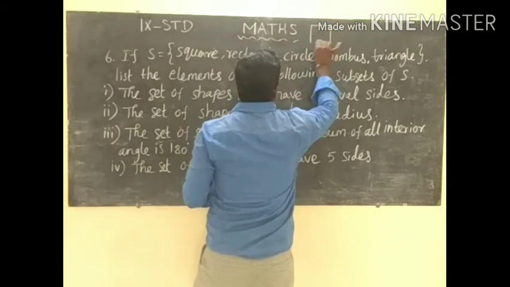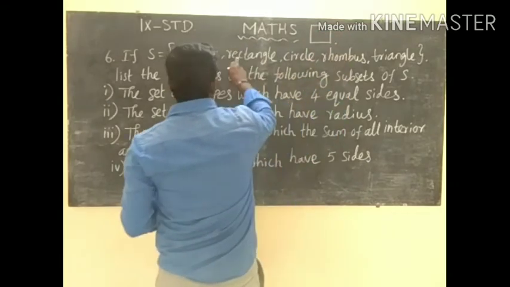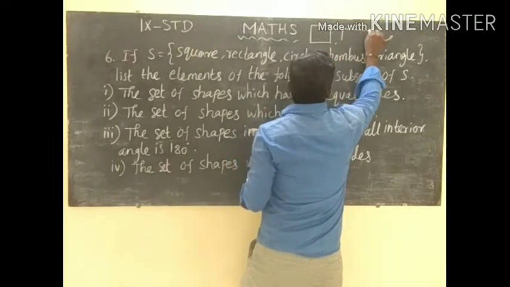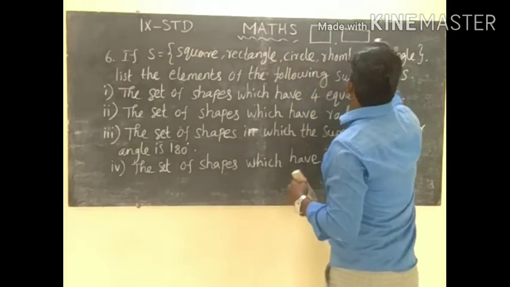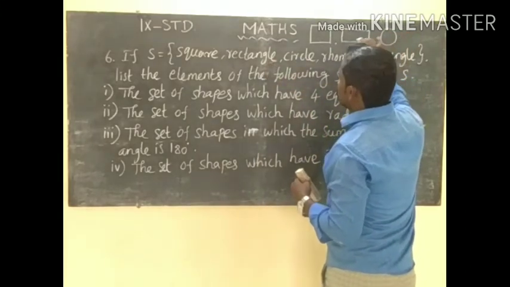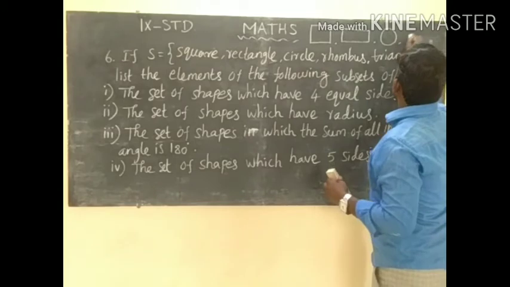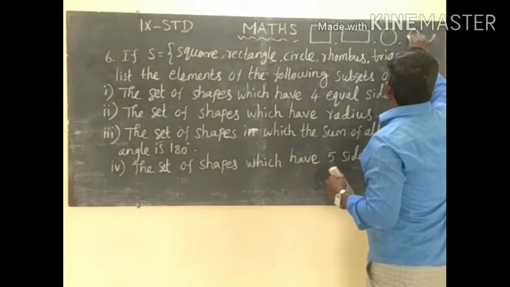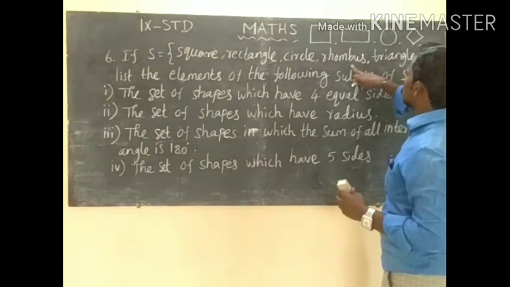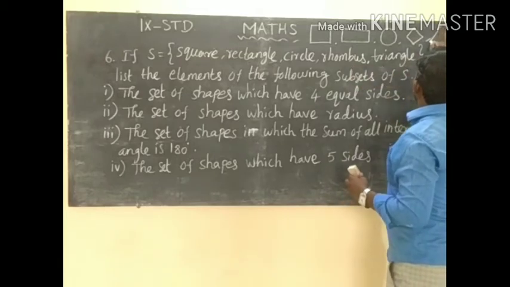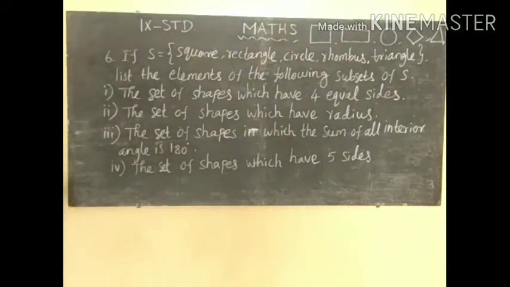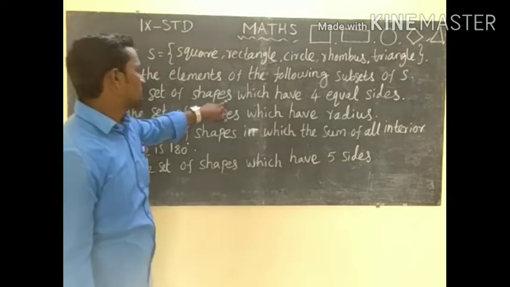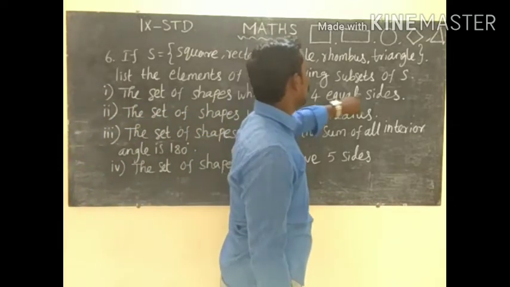This is a square. Then rectangle. This is the shape of a rectangle. And the circle. This is the circle. Then rhombus. This is the rhombus. Then triangle. This is called a triangle, the shape of the triangle. Okay. The first question: the set of shapes which have 4 equal sides.